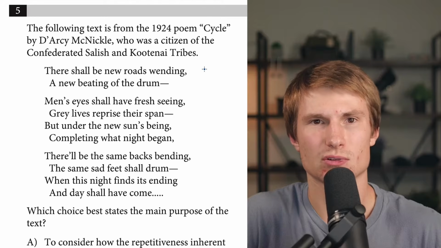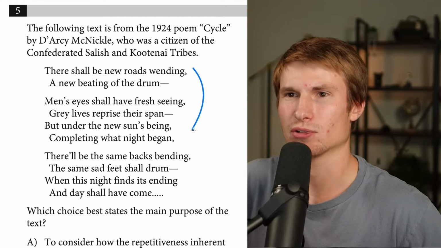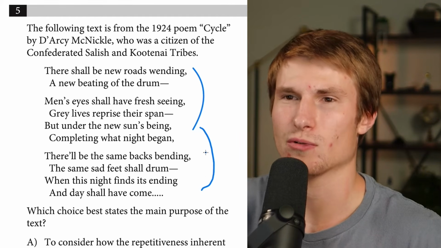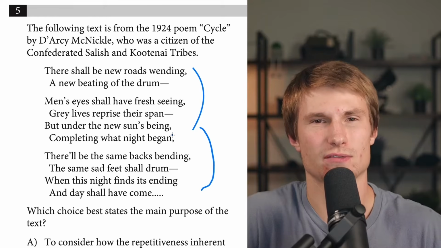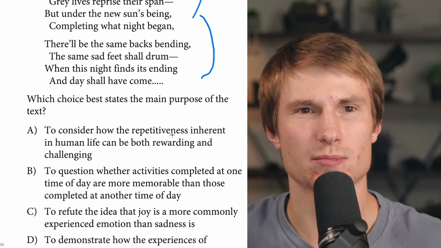Okay, so we have this sort of theme between day and night. We have this sort of hope for possibly revolution up here. And then we have sort of a resumption to what has always been in the past down here with a negative sort of aspect to it of sort of toil. So we have, which choice best states the main purpose of the text.